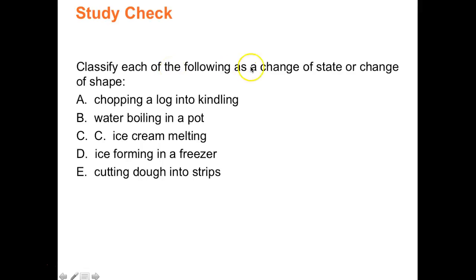Classify each of the following as a change of state or change of shape. Chopping a log into kindling, that would be change of shape. Water boiling in a pot, that would be change of state. Ice cream melting is change of state. Ice forming in a freezer, change of state. Cutting dough into strips, change of shape.